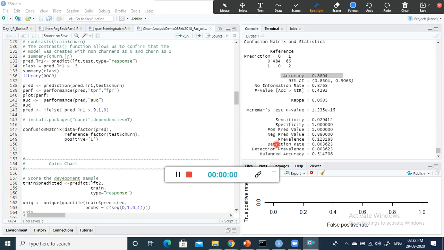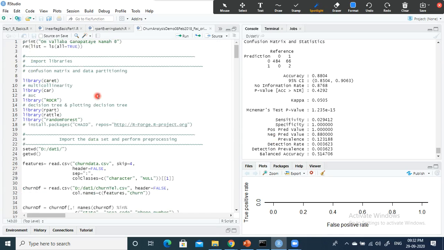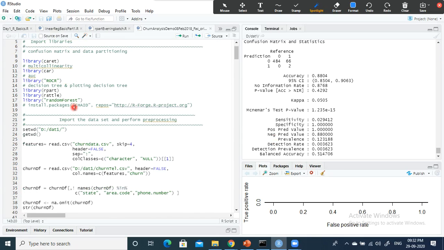How to implement logistic regression in R. Now let's take a look at this. This is my R Studio. So here I import all the necessary packages. Don't worry about this part.